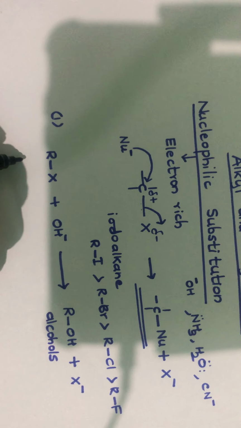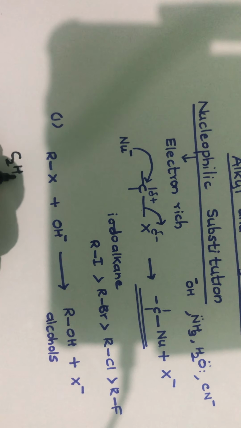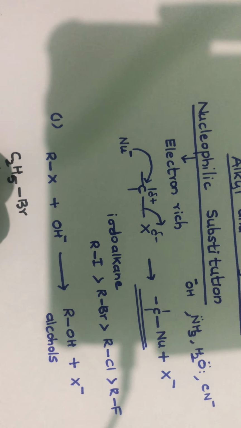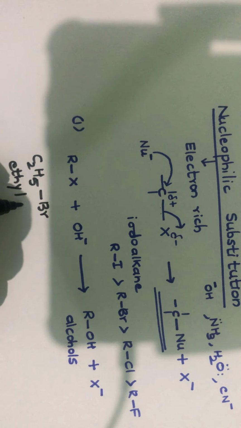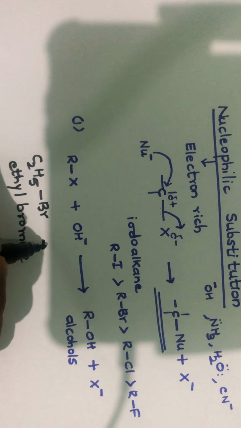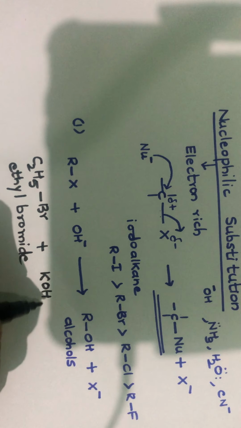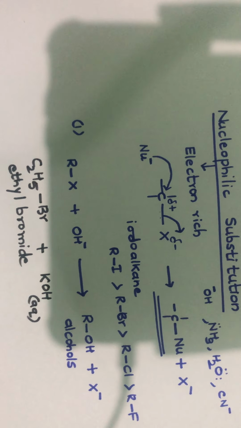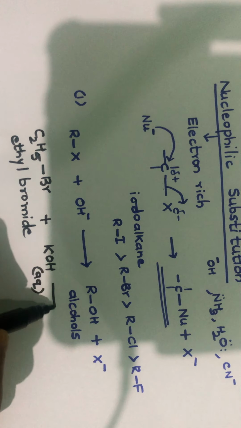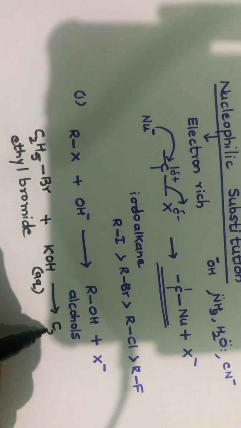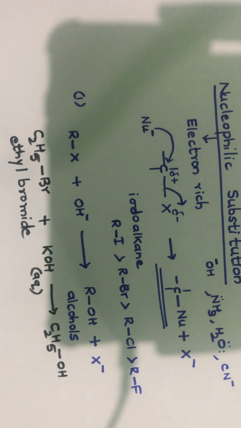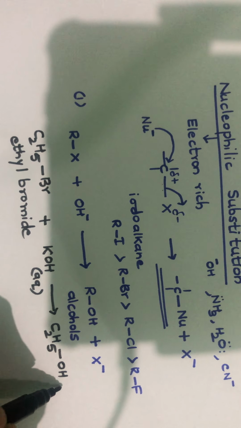Now, for example, if you treat C2H5Br, that is ethyl bromide, with KOH, that is aqueous, you get C2H5OH plus KBr.